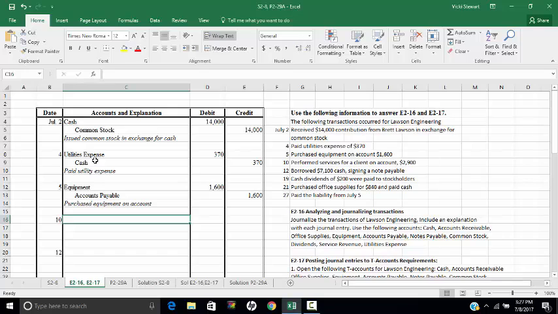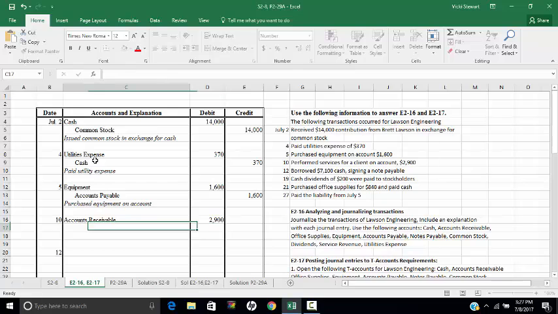On the 10th, it says that we performed services for a client on account. So that means we did not get paid for the services that we performed, but the customer will owe us in the future. So we're going to set up an accounts receivable for the $2,900 with a debit, and we're going to credit service revenue for the same amount. And we're going to have our explanation.